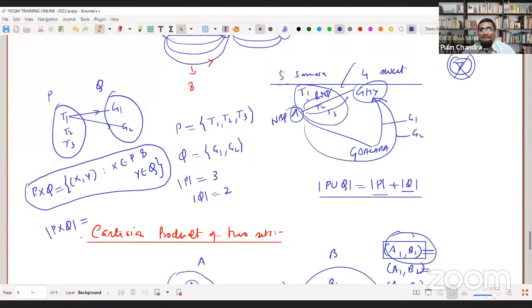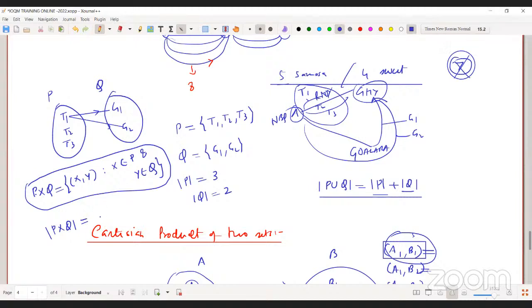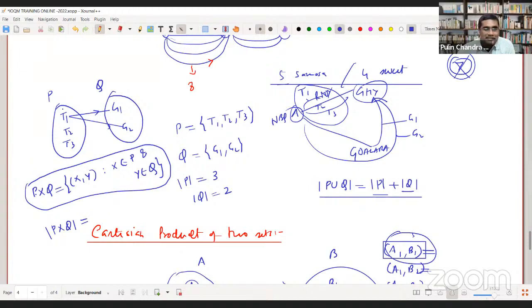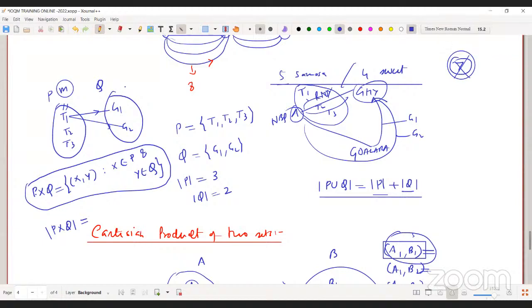How many will be there? 6. It will be 6. Right? In general, here it is 3 only. But in general, if I have n number of elements here, n number of pairs. Actually, I'm referring to the earlier one, where the AND logic, the multiplication principle, is used.